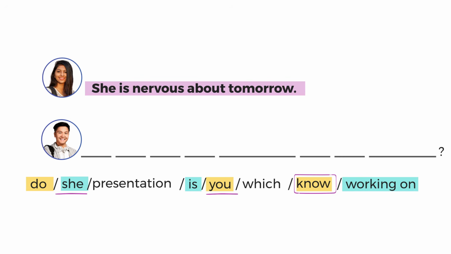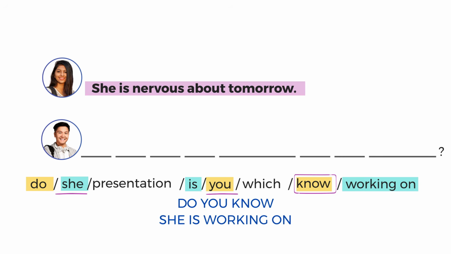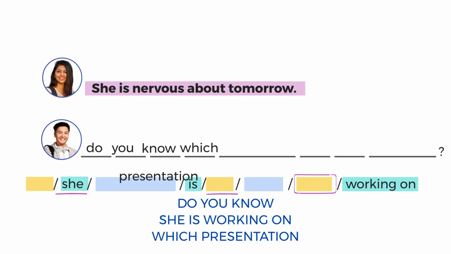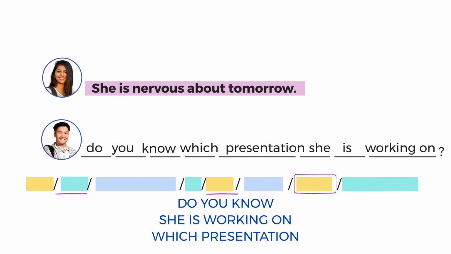Once we've identified our two strong groups, "do you know" and "she is working on," we're left with the remaining words. "Which presentation." So these two words naturally combine into one chunk, "which presentation." Now we have three clear groups and combine them into a logical sequence. Do you know which presentation she is working on?